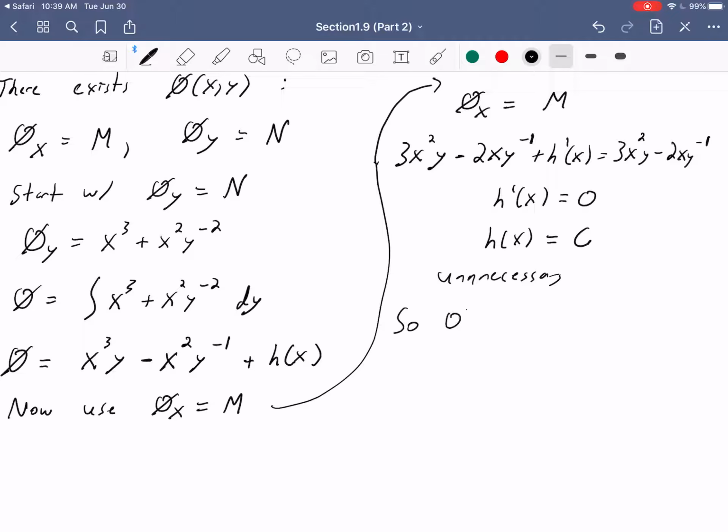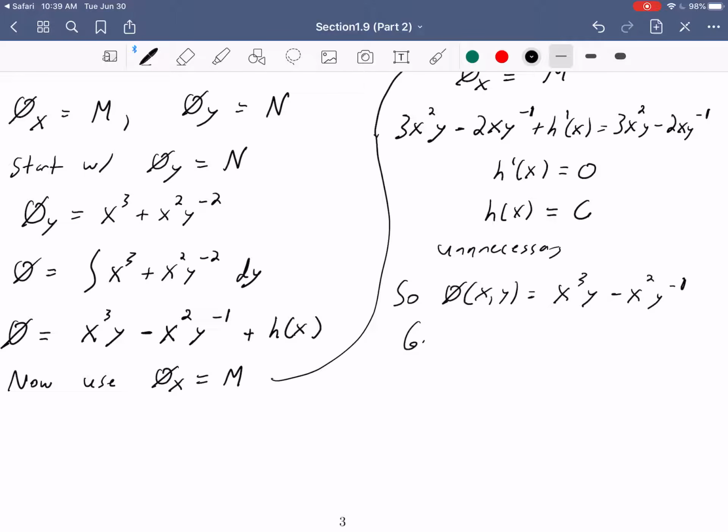So this tells us that phi of xy is actually x cubed y minus x squared y to the minus 1. And that tells us that our general solution overall is x cubed y minus x squared y to the minus 1 equals some unknown constant. So there we got our general solution to a non-exact differential equation, where we chose an appropriate integrating factor and then used that to make the equation exact.